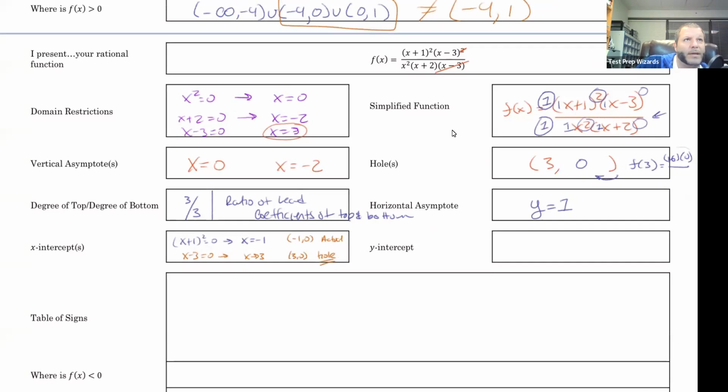In terms of the y-intercept, well, we don't have a y-intercept, because if I have a vertical asymptote when x is equal to 0, I can't plug in x is equal to 0.